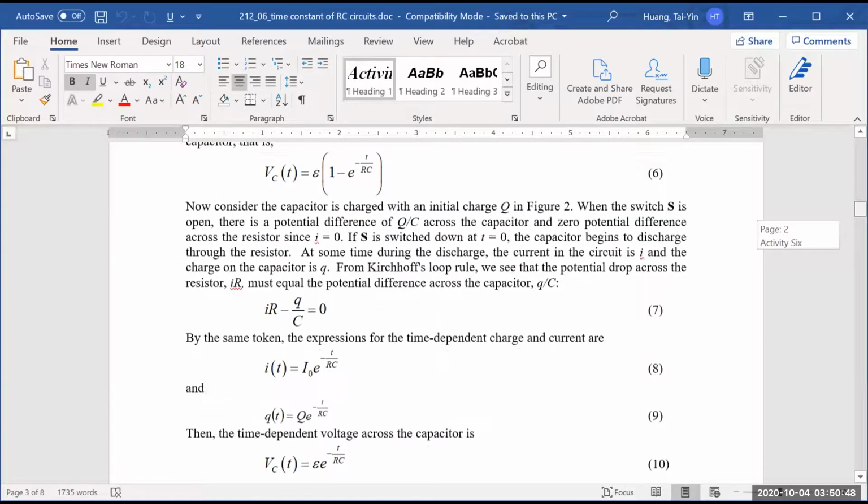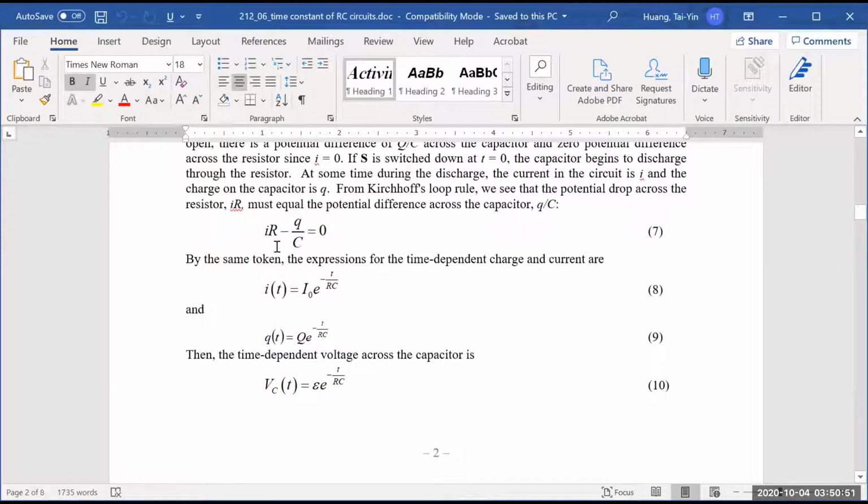Okay, so the equation when you have a discharging process like this, you have IR minus Q over C equals zero, and it becomes a first order differential equation. So you have the first order differential equation, and you can solve for the current, you can solve for the charge, you can solve for the voltage. And these are the equations that describe these three quantities during the discharging process.